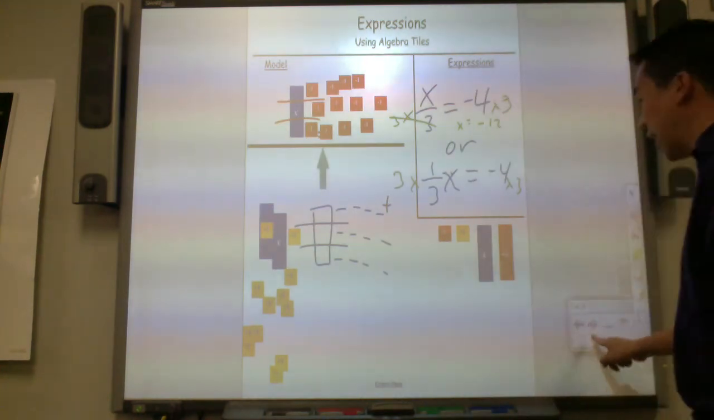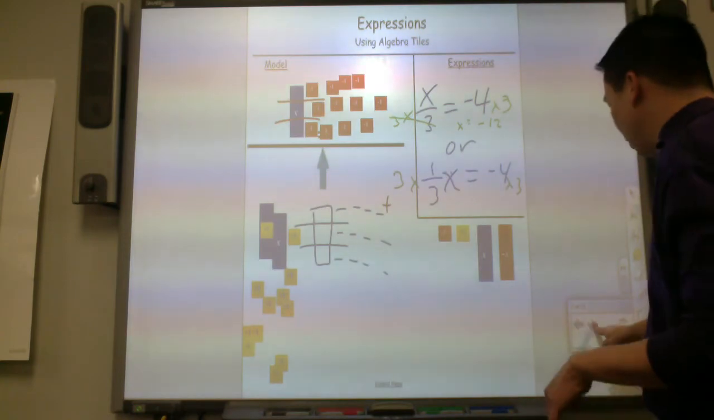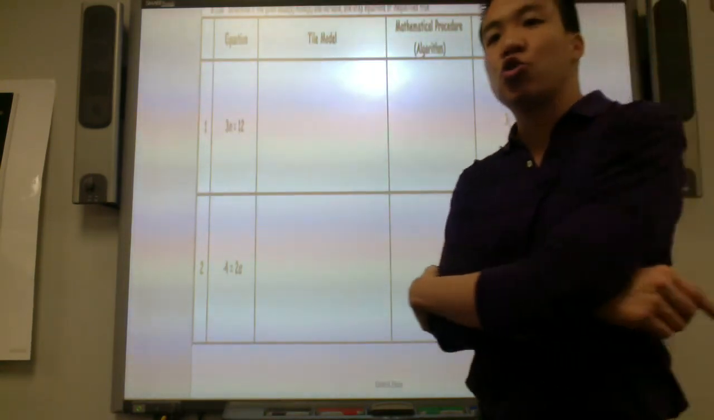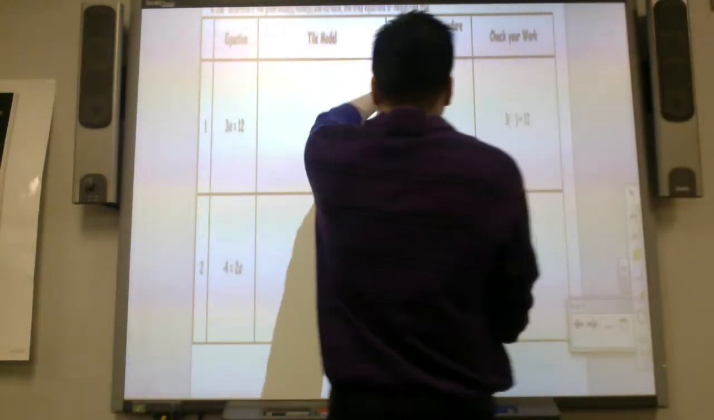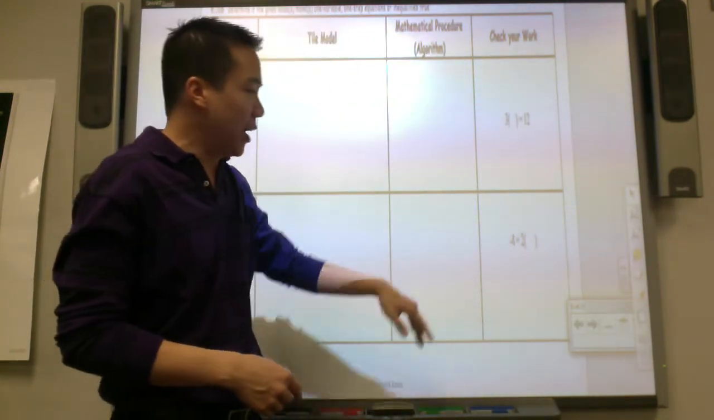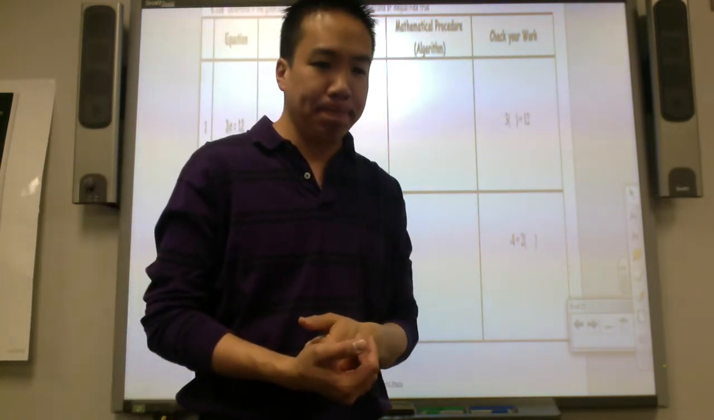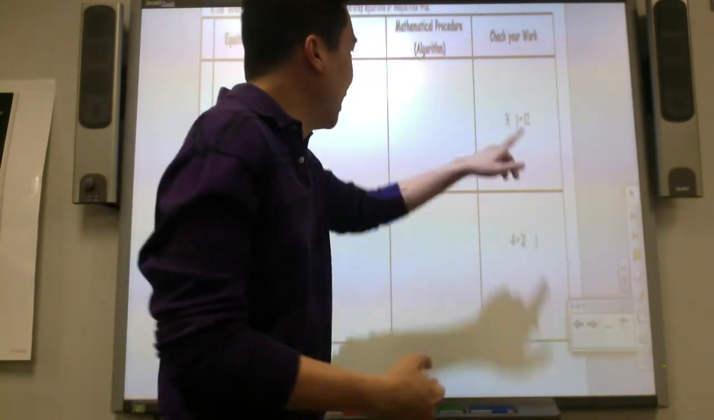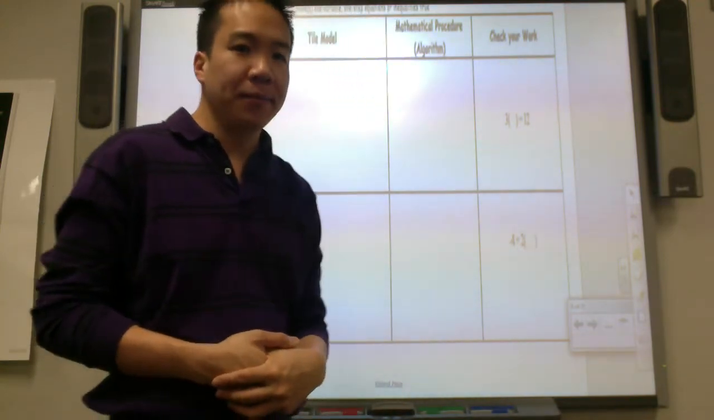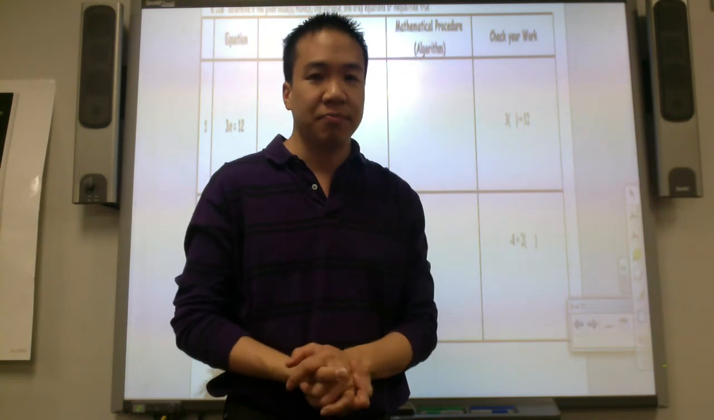So what I would like you to do now is solve these 4 questions. Go to your notes. You have 4 questions to solve. Please use your algebra tiles and draw it right here. And then I would like you to use the mathematical algorithm, without using algebra tiles and without drawing. And then I would like you to check your work. You can pause it and give them 6 to 8 minutes.